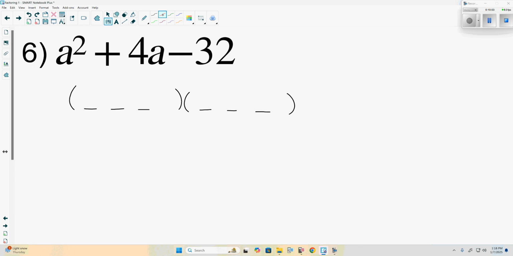If the third term is positive, the signs are the same and match the sign of the middle term. If the third term is negative, the signs are opposite. Here, the third term is negative, so the signs are opposite. One's going to be positive, one's going to be negative. And really at this point, it doesn't matter which one we set as the positive sign and which one as negative. We just need one to be positive, one to be negative.